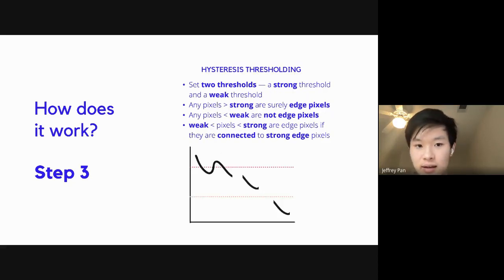And then finally, we set up two thresholds for Canny edge detection. There's what's known as a strong threshold and a weak threshold. Any pixel values that are greater than the strong threshold, we say they are for sure part of an edge. If any pixels are lower than the weak threshold, we just throw them out. We say there's no way they're an edge pixel. If they're in between, if one of their neighbors is a strong edge pixel, we keep them, otherwise we don't.